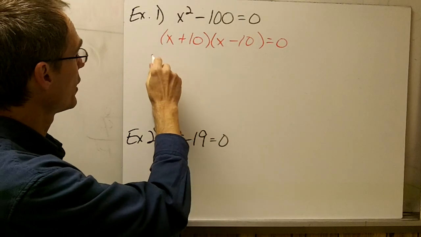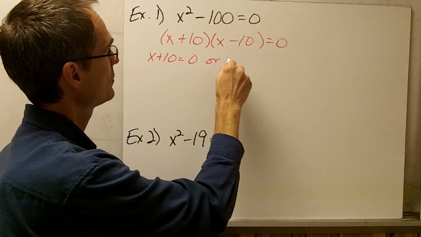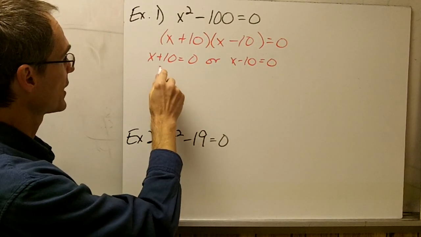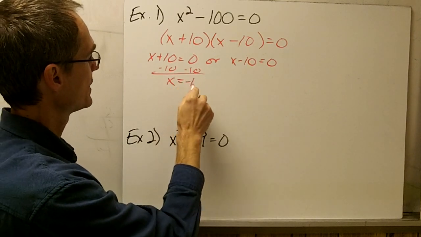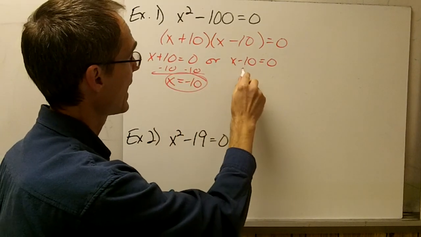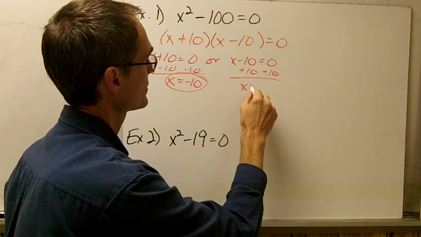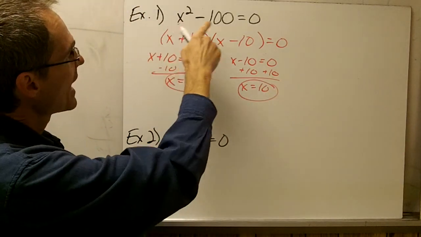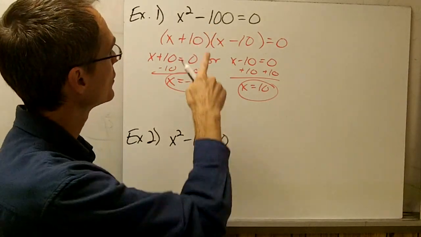And then I would just do what I've always done before, which is take each one of my factors, set them equal to 0, and then solve this. Subtract 10 from both sides here, and that would give me x equals negative 10. And if I add 10 to both sides here, then I'd have x equals positive 10. And there would be my solutions. Well, I can also solve this one without factoring. I could solve this one just by using square roots.